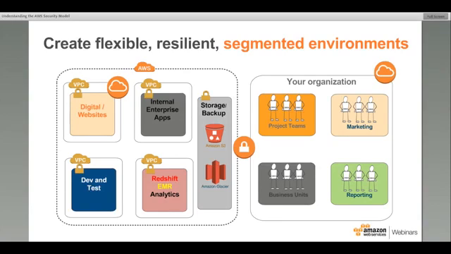So customers are coming up with very creative ways to take advantage of virtual private clouds in ways that no one has been able to do before with regular data centers because of the flexibility it offers.